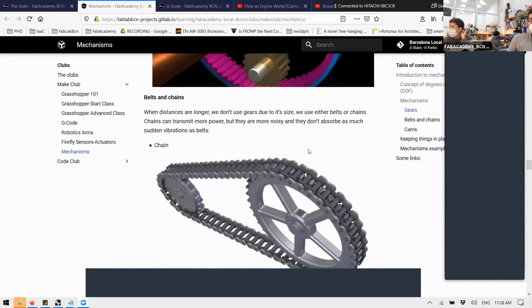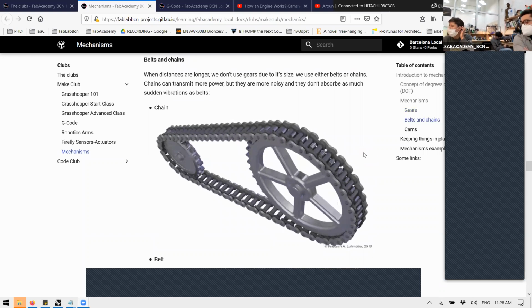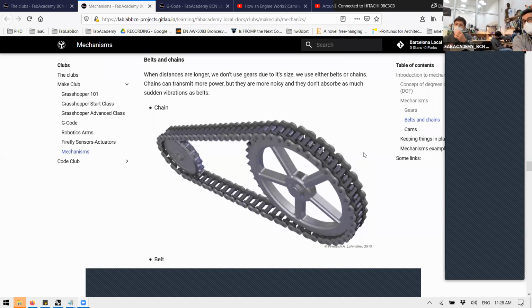The gear, though, if you 3D print it, it's not the best option because it has a lot of friction, and you don't want that. You're going to wear the prints very easily.